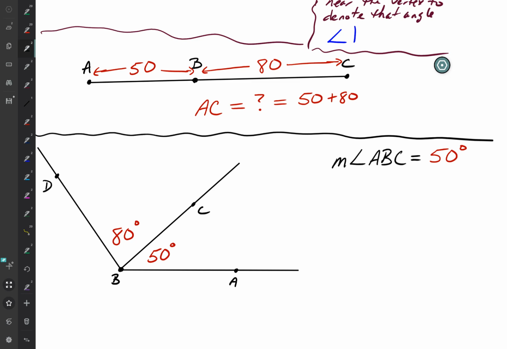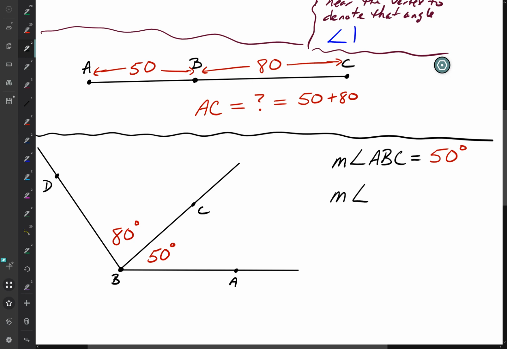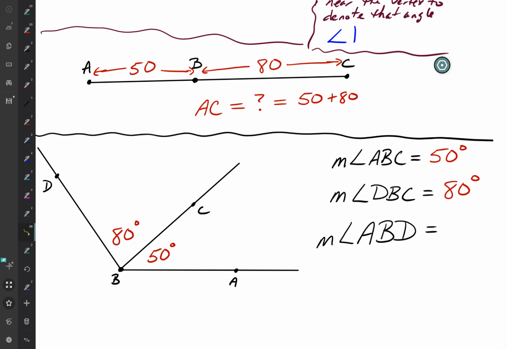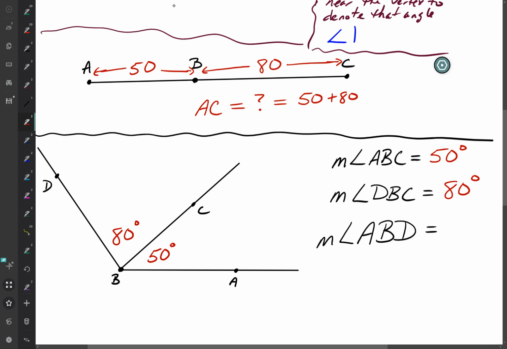Okay. How about the measure of angle DBC? What is it equal to? Good. My question to you guys is, what is the measure of angle ABD? 130 degrees. A to B to D. I heard 130. How'd you get 130? Added them together.